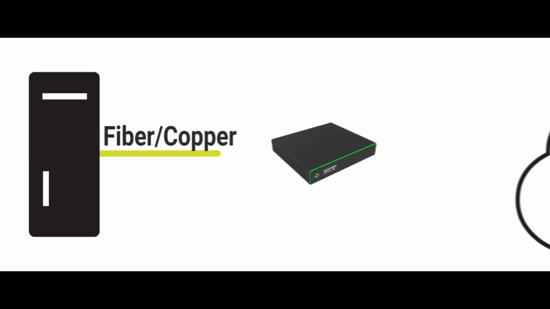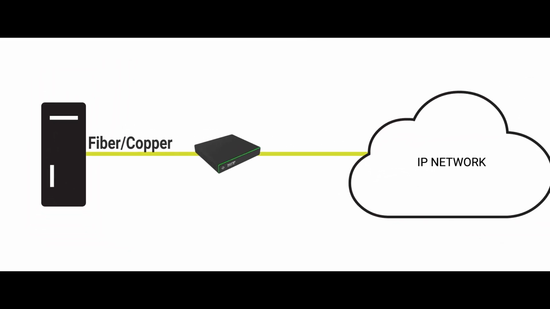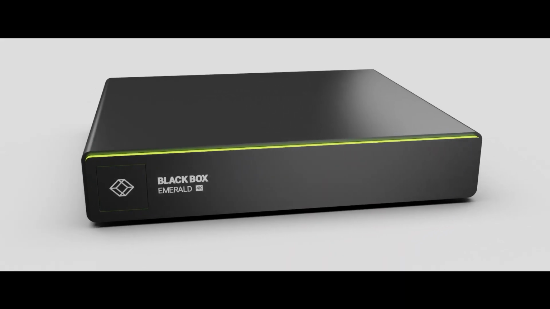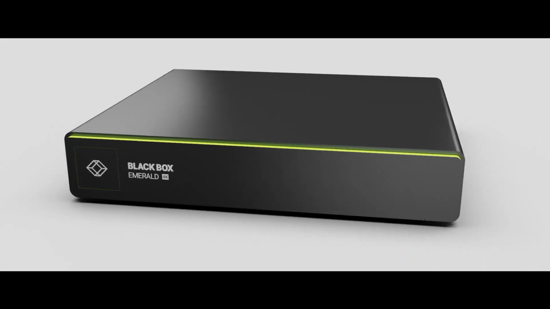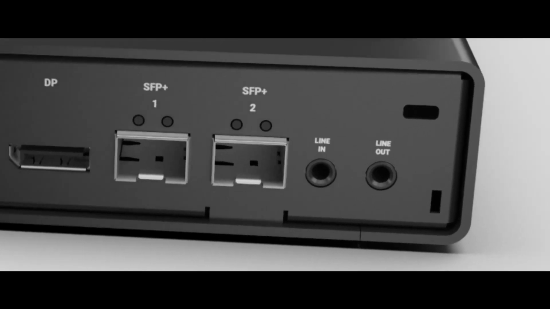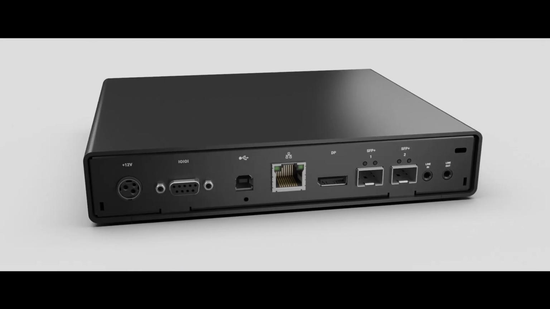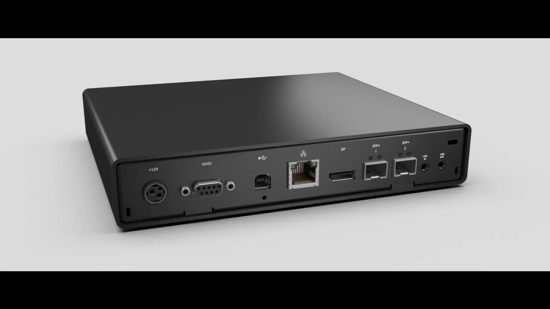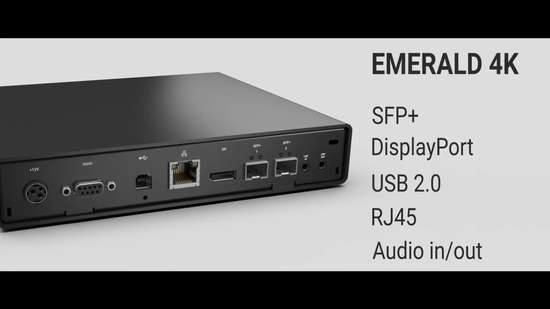Connect all of your sources with Emerald transmitters and connect them to an IP switch over copper or fiber cables using SFP modules. Emerald 4K comes with two redundant SFP Plus cages, a DisplayPort connector, four USB 2.0 ports, a management RJ45 port, and analog audio in and out.